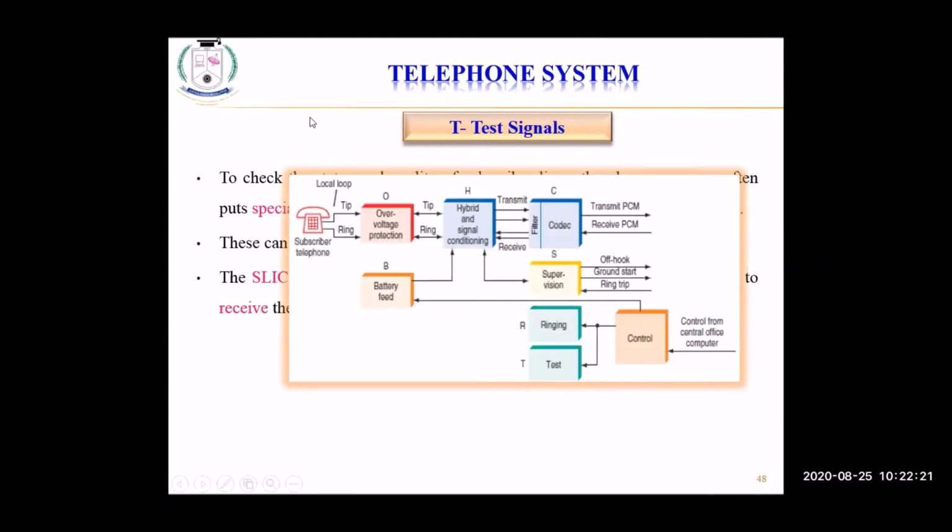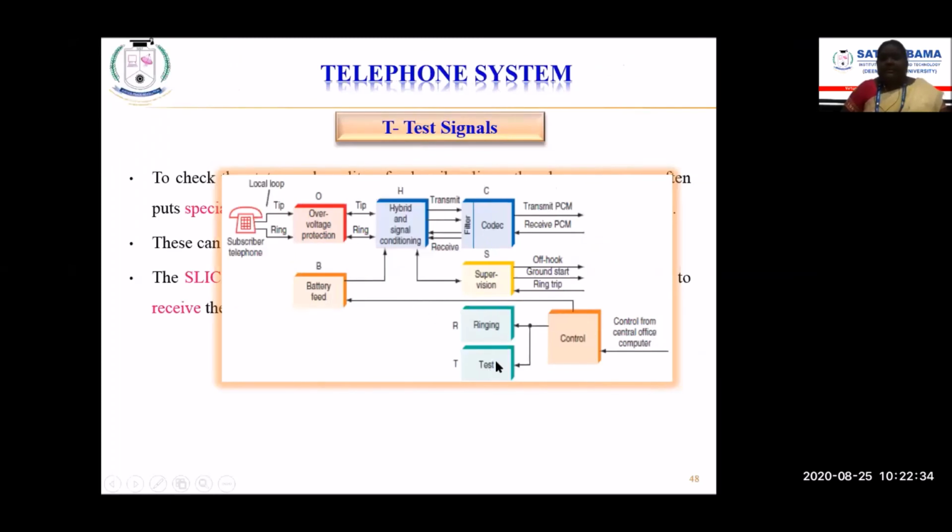So that is about, video is being disabled now. Okay, so now that is about the test signals. Okay, that is about the test signals. So that is directly connected to the control.